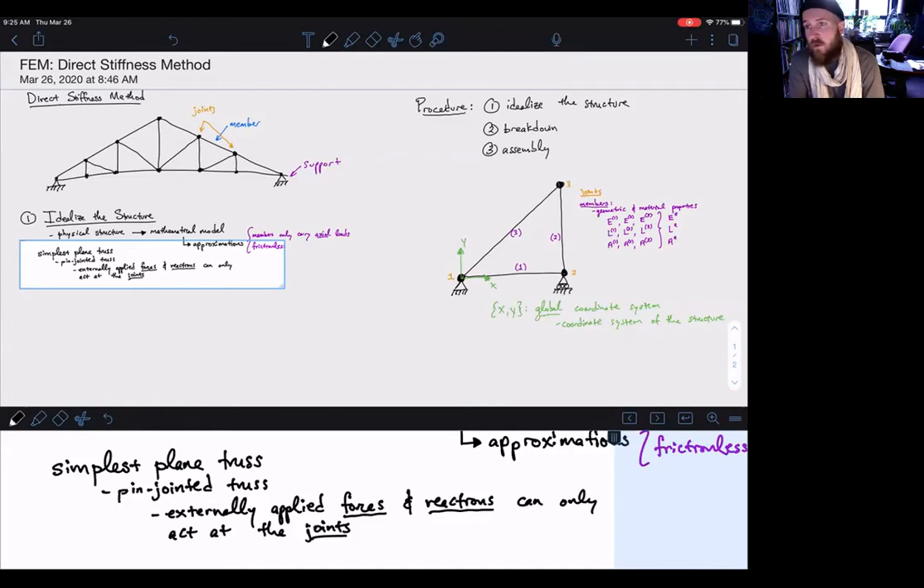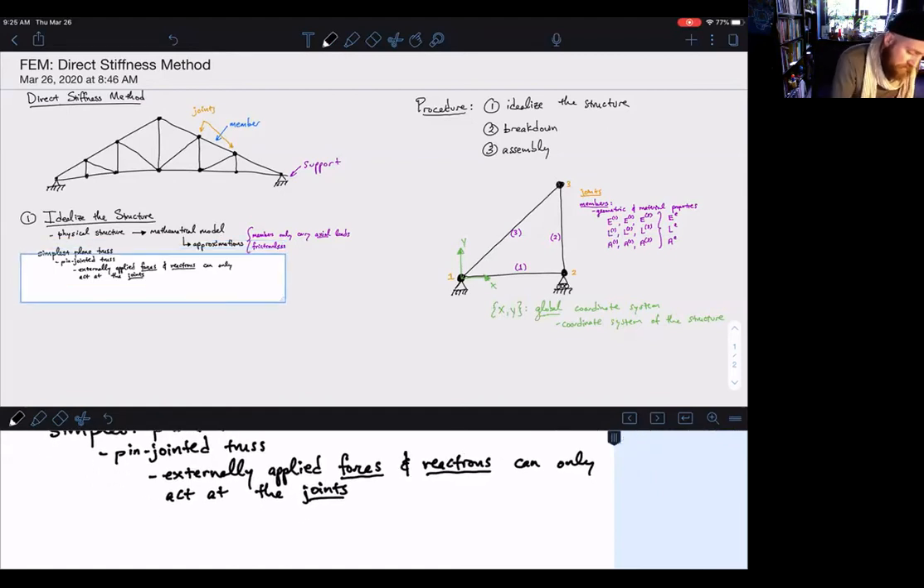This will be true when we move to higher, more complicated physics. So for instance, if we allow for bending of the structure, then any applied couples or moments will only be allowed to act at the joints. So what this means is, because of this fact, we're going to analyze forces and displacements at the joints.